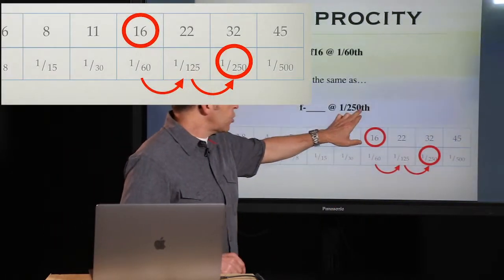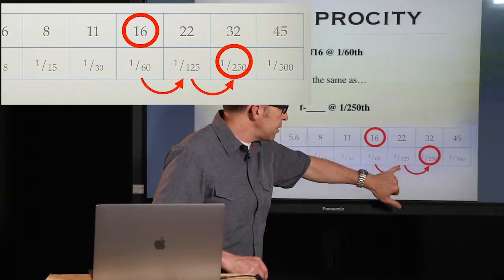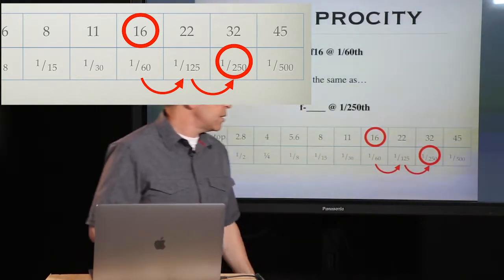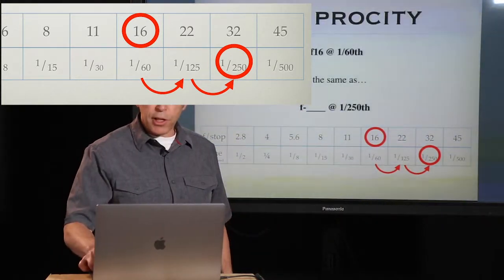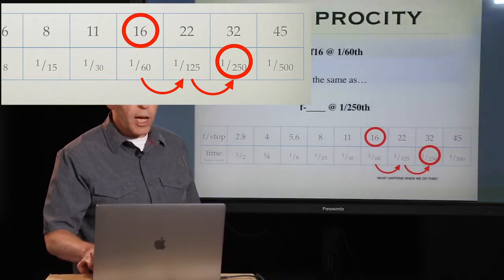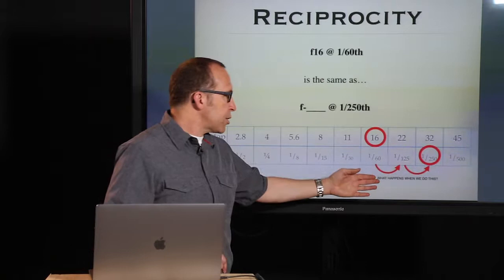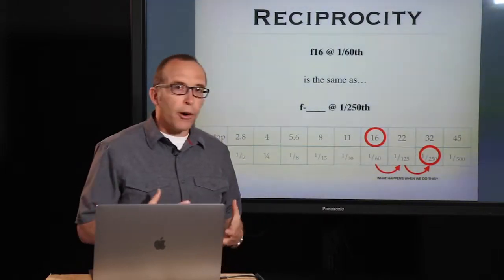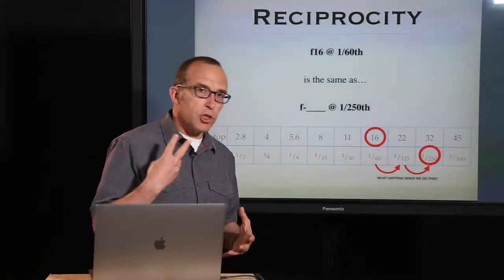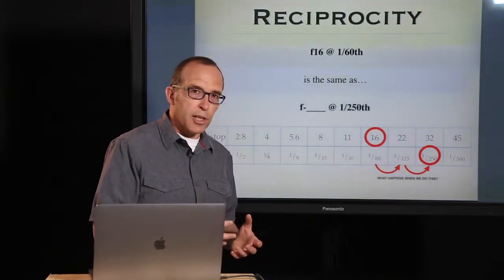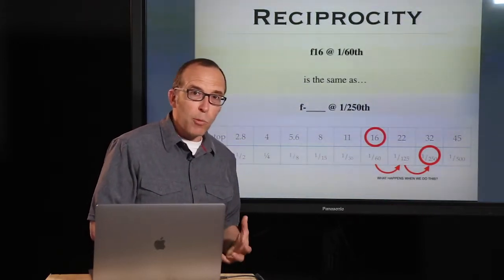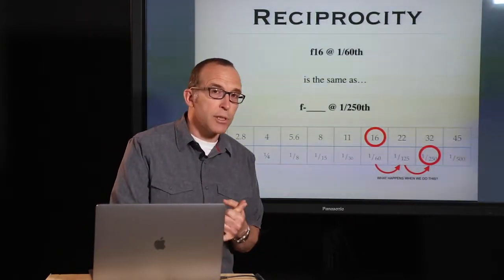If we want to go to a 2/50th, well, that's 2 stops. What's going to happen to our picture? I'll ask you that question again. What happens when we do this? Our picture is going to be too dark. The time has gotten shorter. Less light is coming into the camera. How much less light? 2 stops less light.